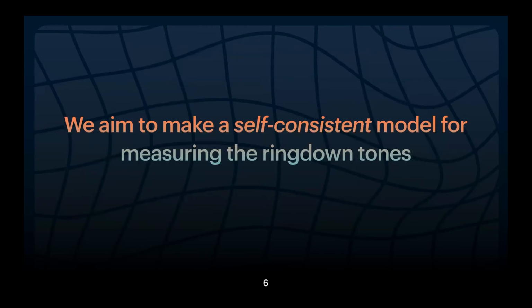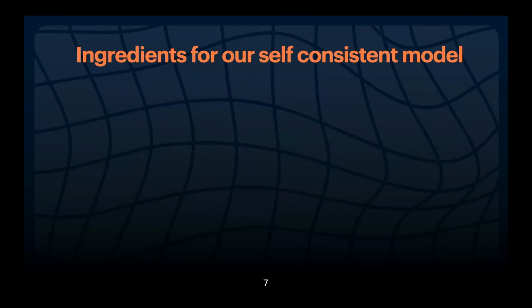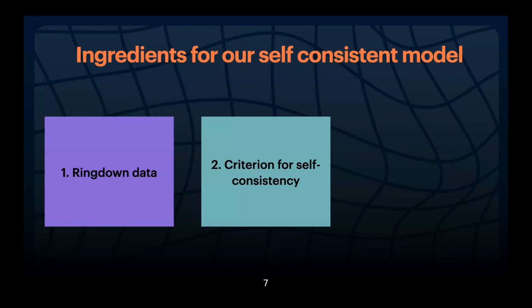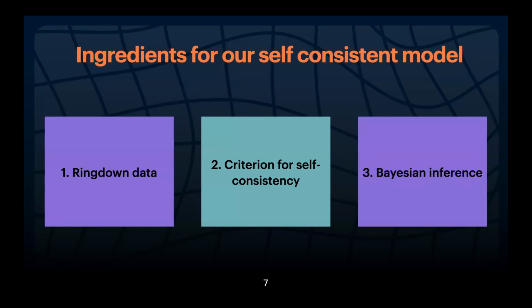This is where we come in to try to figure this out. And what we have tried to do is make a self-consistent model for measuring the ring down tones. And so what I mean by that, first we get our ring down data, and then we measure tones by measuring their amplitudes at different times in the data and then seeing whether or not they are actually consistent with each other as they go on. And to do that, we needed a criterion for saying whether or not they're actually consistent. And then finally, we use Bayesian inference to get our uncertainties on all of these measurements.